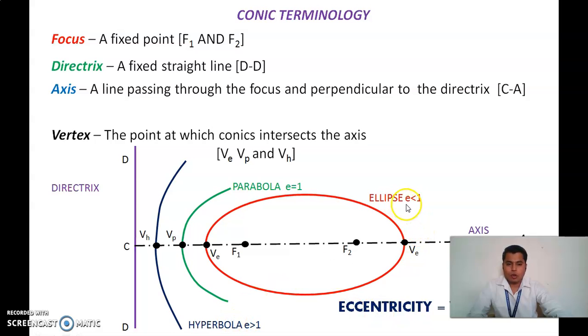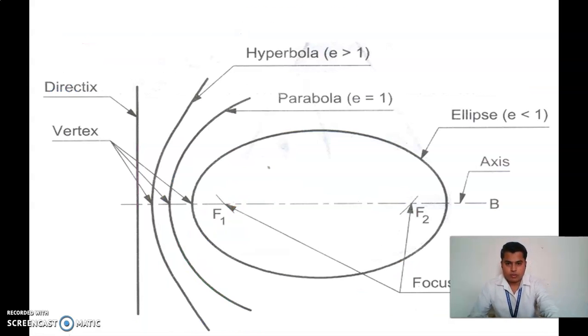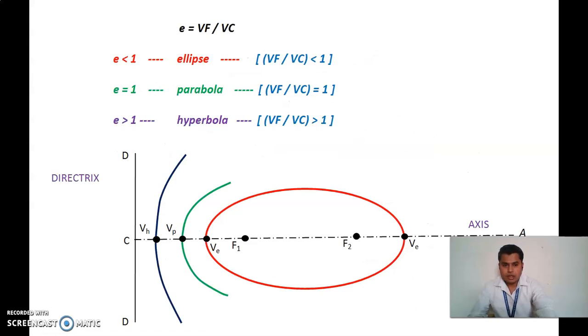For the ellipse it is less than 1, for the parabola it is equal to 1, for the hyperbola it is greater than 1. That is the eccentricity, the ratio of VF by VC, the distance of the vertex from the focus to the distance of the vertex from the directrix. Okay, we are going to count that. So we need to maintain these conditions while drawing the specific curve. That is the eccentricity for ellipse, parabola and hyperbola.